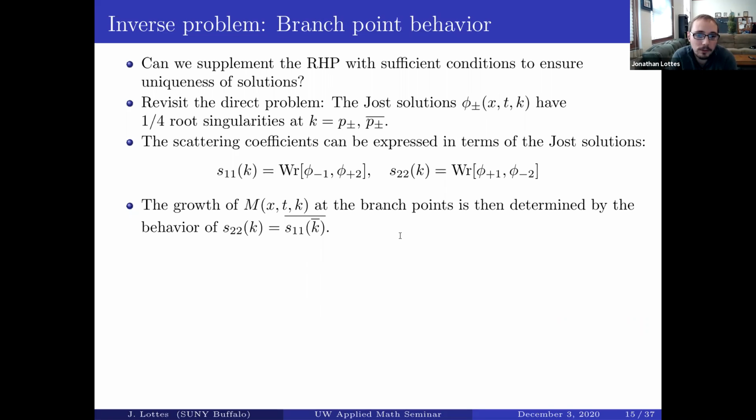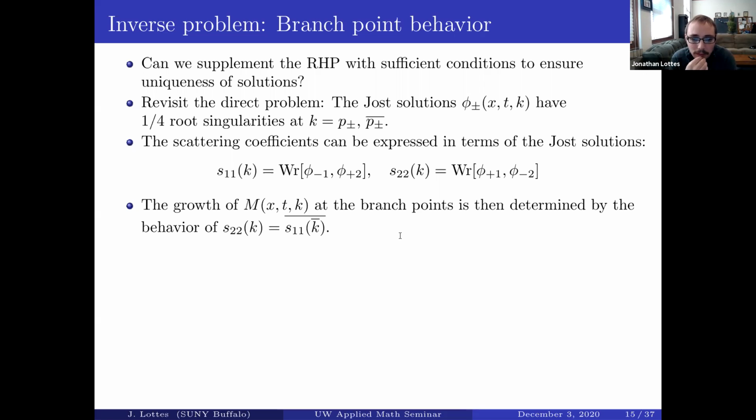So the question becomes, can we supplement our Riemann-Hilbert problem with conditions that will give us uniqueness of solutions? And to motivate how we'll do this, we'll look back at the direct problem. Our EO solutions, T plus minus, as I mentioned before, because of that factor D plus minus that we're factoring out, have this 1/4 root singularity at the branch points.